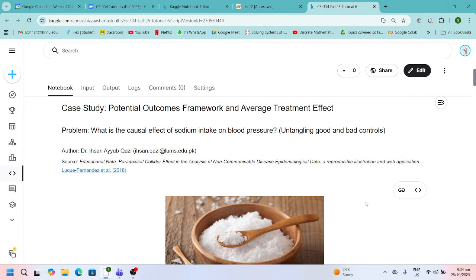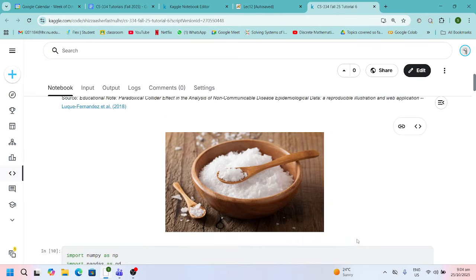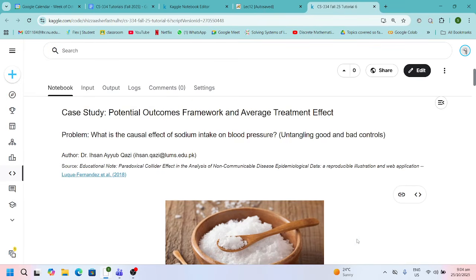So this is a case study borrowed from Dr. Hassan's offering. What are we looking at? A paradoxical collider effect. We will come to the collider effect later. I will help you all recall what that is. The problem at hand is what is the causal effect of sodium intake on blood pressure?